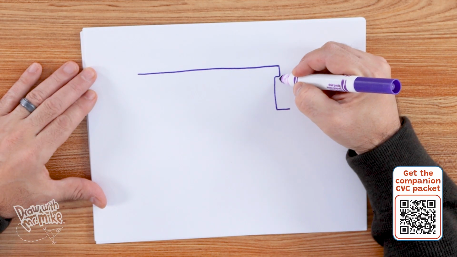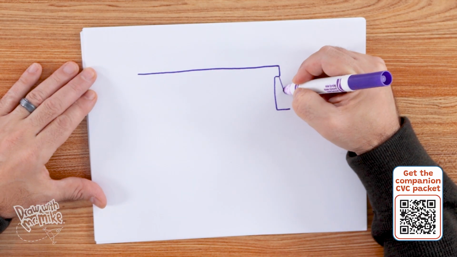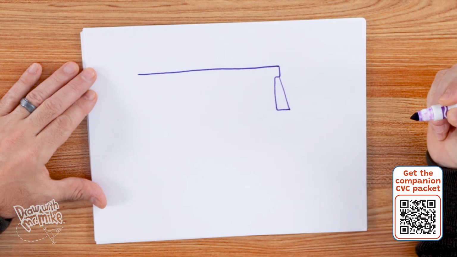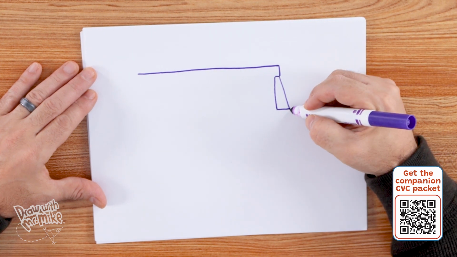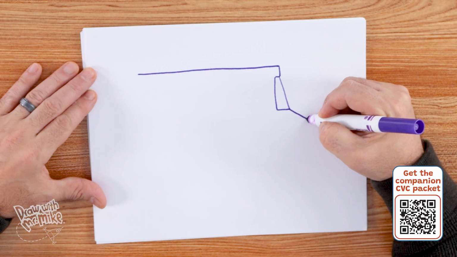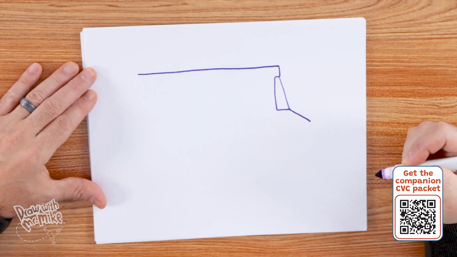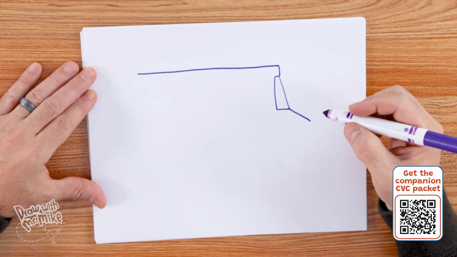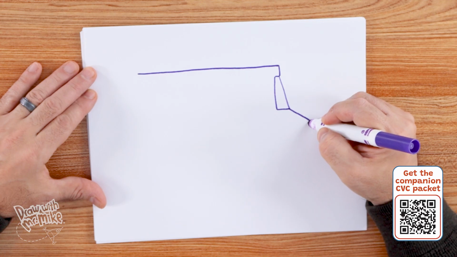Then we're going to draw a diagonal line straight down to there. Next, we're going to add another line to here. Now we'll draw a rectangle. The rectangle will go right here.